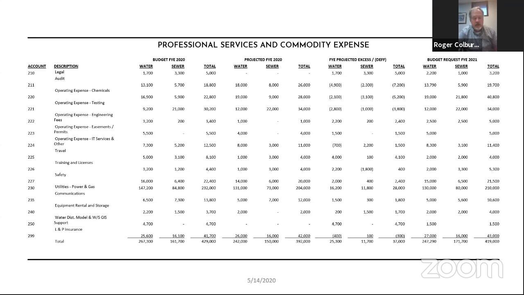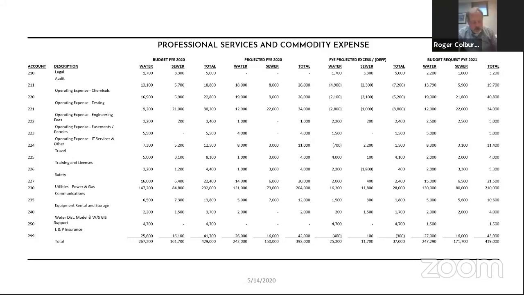5,300 is training and licenses, and the 4,000 number is for travel. That goes with most of the training that's done outside of Calvert City. That's for lodging and meals and that kind of stuff, per diem. So you're saying safety is going to be 21,500 this year?